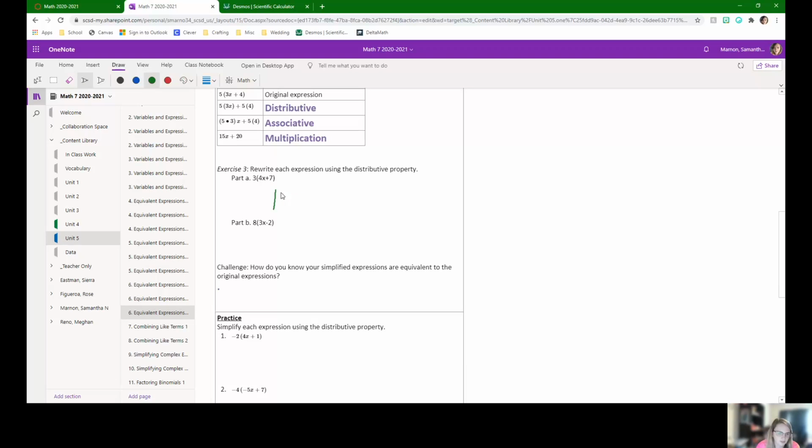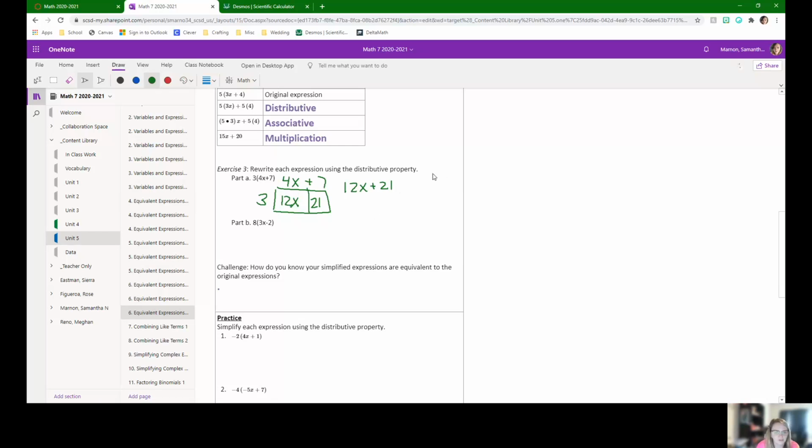So I'm going to draw my box for my area model. I'm going to have 3 times 4x plus 7. I'm going to split this in half. So this is the 4x, this is the 7. In the first box, I have 3 times 4x. Well, 3 times 4 is going to be 12. And the x just kind of comes along for the ride. We can't do anything with it because we don't know what number it is. 3 times 7 for this box, we get 21. So we got 12x plus 21.